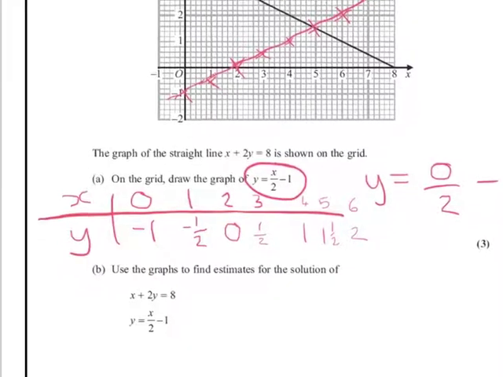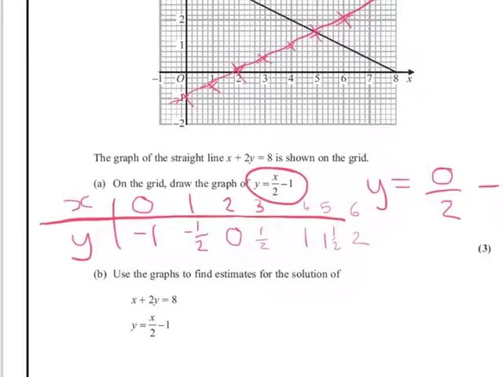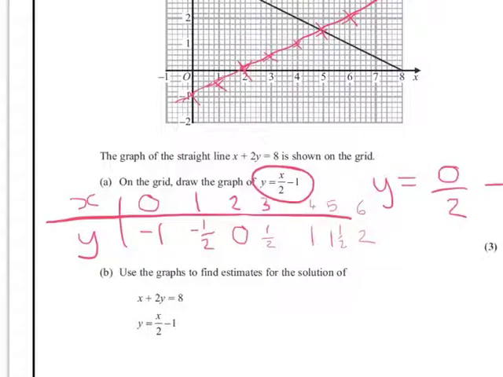Now the next thing the question is asking us to do is find the estimate for the solutions of x plus 2y equals 8 and y equals x over 2 minus 1. Now what this means is, where are those two answers the same? It's effectively solving the equations simultaneously using a graph.